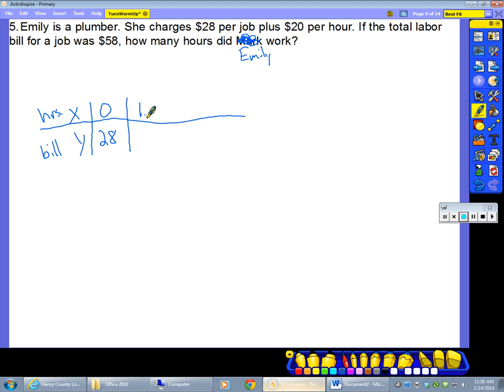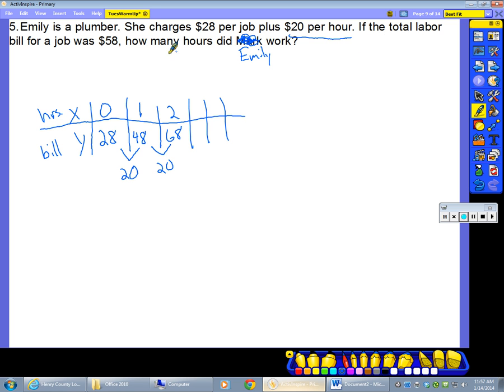If she works 1 hour, then we're going to increase her bill by $20 because she makes $20 per hour. So that's going to bring us up to $48. And if she works 2 hours, then we're going to increase the bill by $20, and that's going to bring us up to $68. And we could keep doing this until finally we reach, well, we've already passed it.